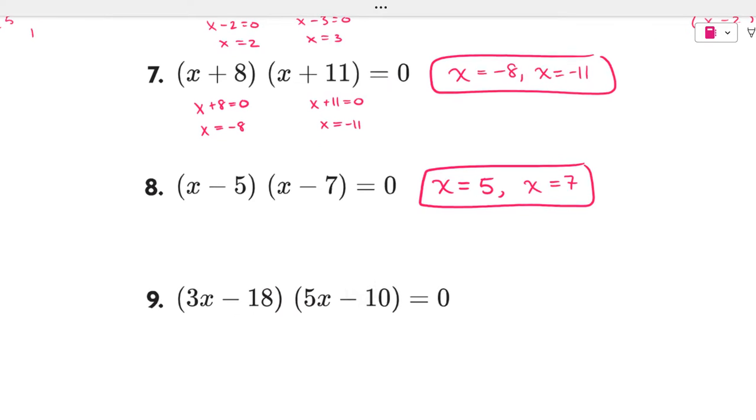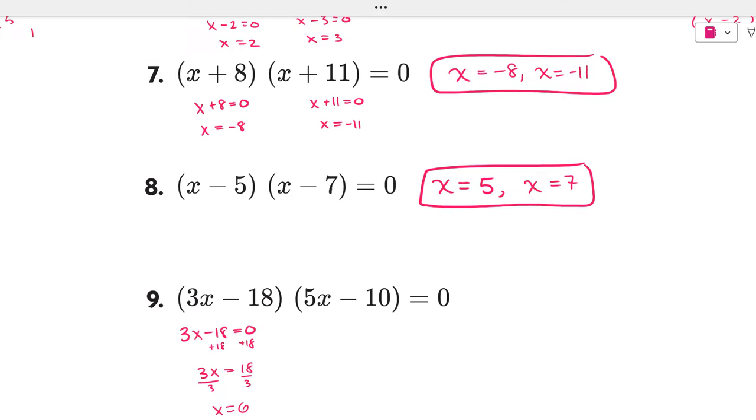Okay, here let's not skip steps because there's a lot going on here, right? I have 3x minus 18, so I can set that term equal to 0. And then I can add 18 to both sides. So I get 3x equals 18. And to get x by itself, we divide by 3. So I get x equals 6.